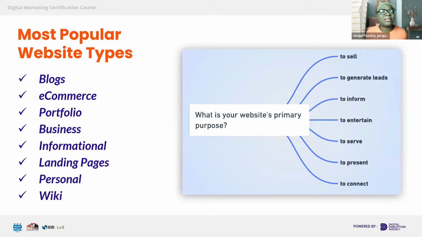So how do you decide what the primary purpose of your website is? Well, what are you doing there? Is it to sell? I think all websites are to sell. Whether it's a personal website or a blogger, you're always selling something. So it's to sell. Maybe you want to generate leads. Maybe it's to inform, to entertain, to serve.